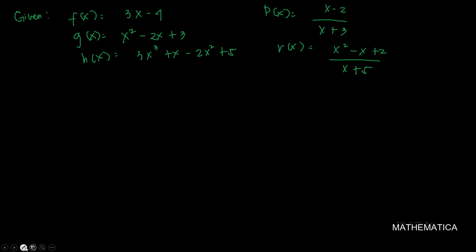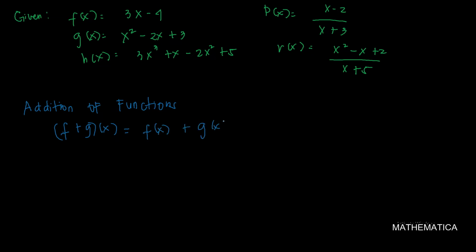So let us discuss first the addition of functions. Let us determine first f plus g of x. This is what we will answer first, f plus g of x. As part of our solution, we have to write f of x plus g of x. So what is our given f of x? We have 3x minus 4. So we just write it, 3x minus 4.